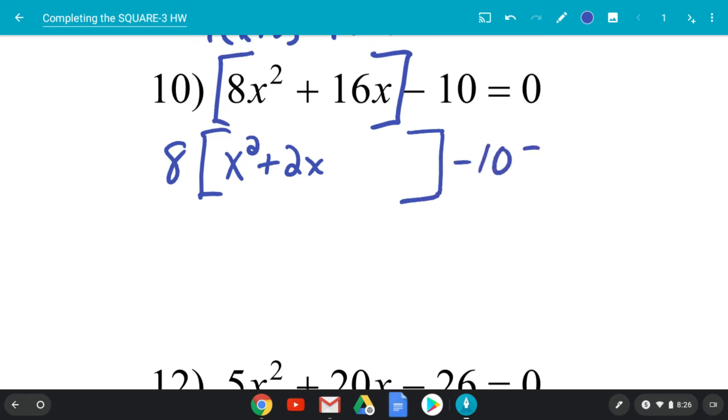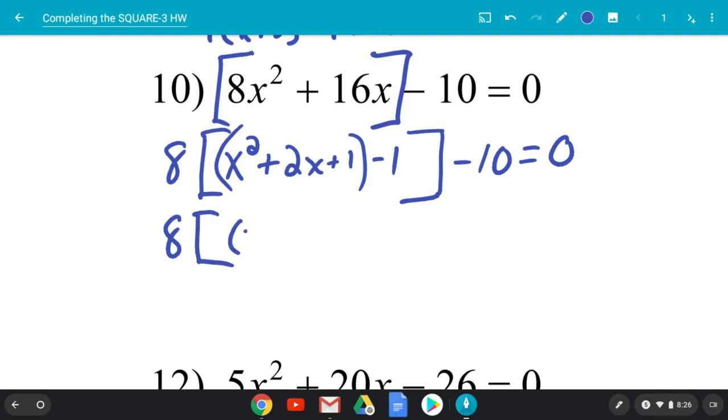minus 10 equals 0. Now, I need that to be a perfect square trinomial in here, don't I? So what am I going to add and subtract? Well, 2 divided by 2 is 1. 1 squared is 1. So I'm going to add 1 and subtract 1. We okay with that? Let me factor this perfect square trinomial in here. Let's bring that 8 down. X plus 2, that all factored is x plus 1 quantity squared minus 1 minus 10 equals 0.